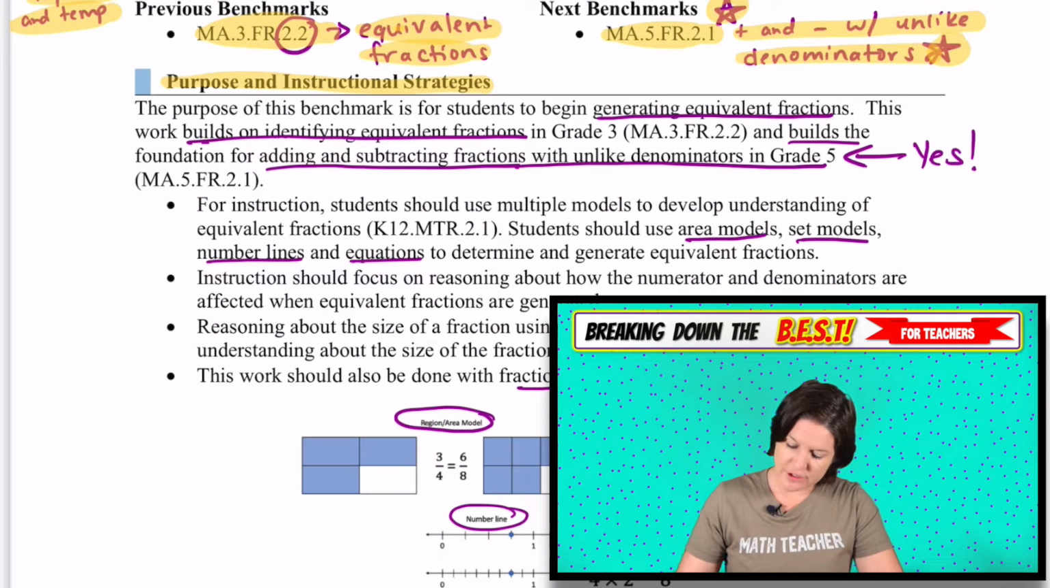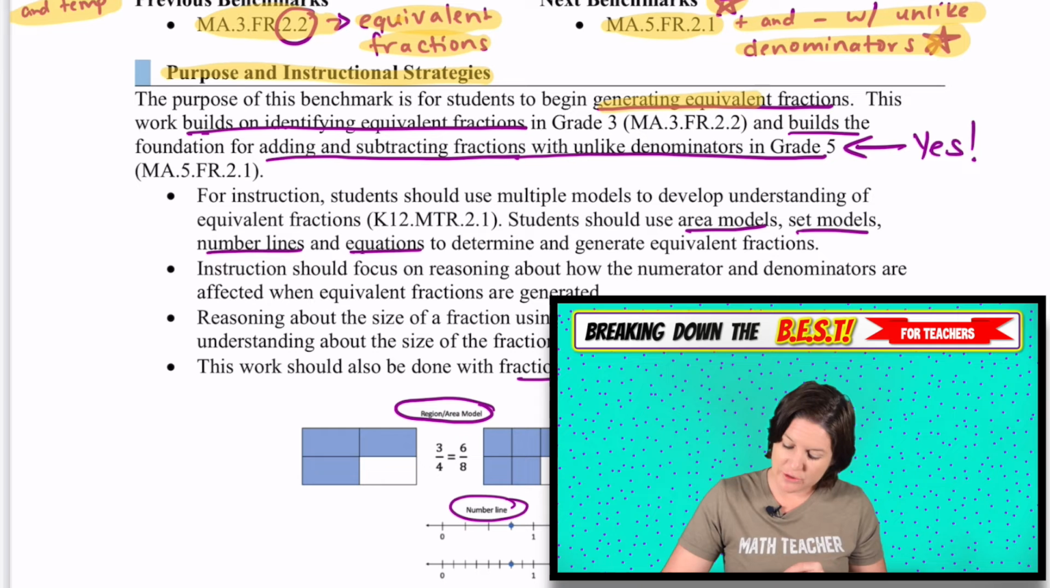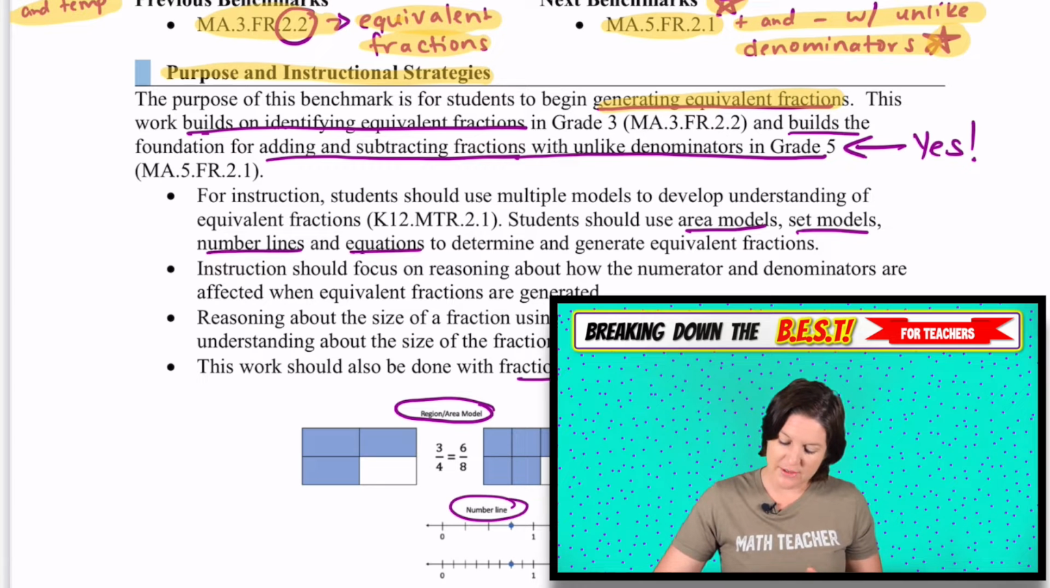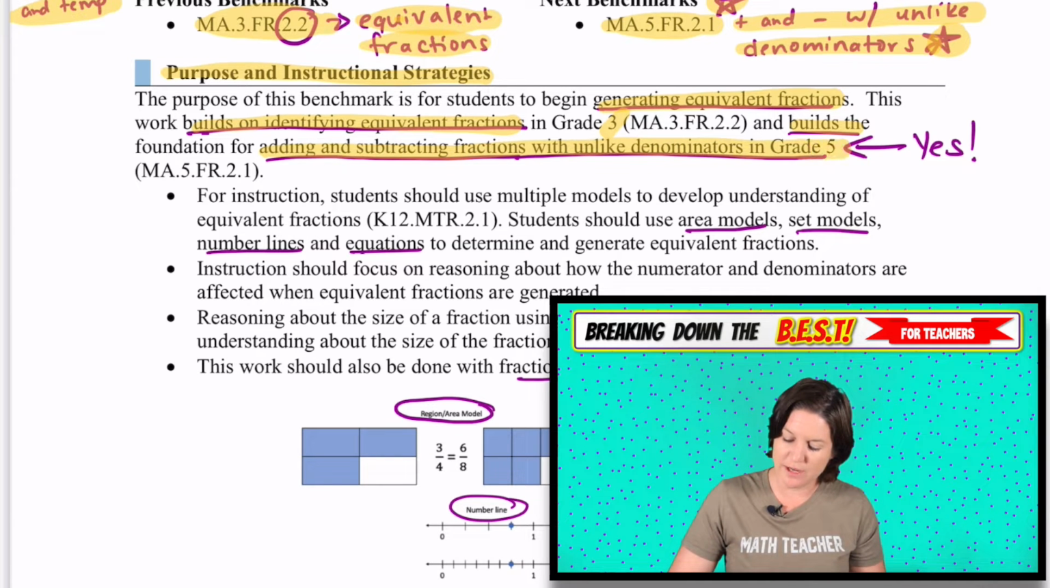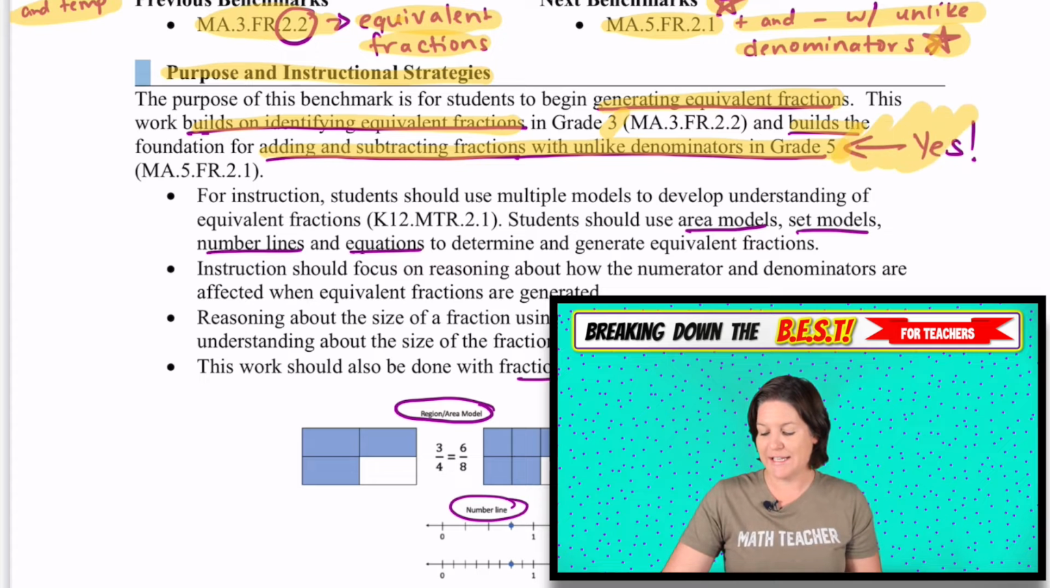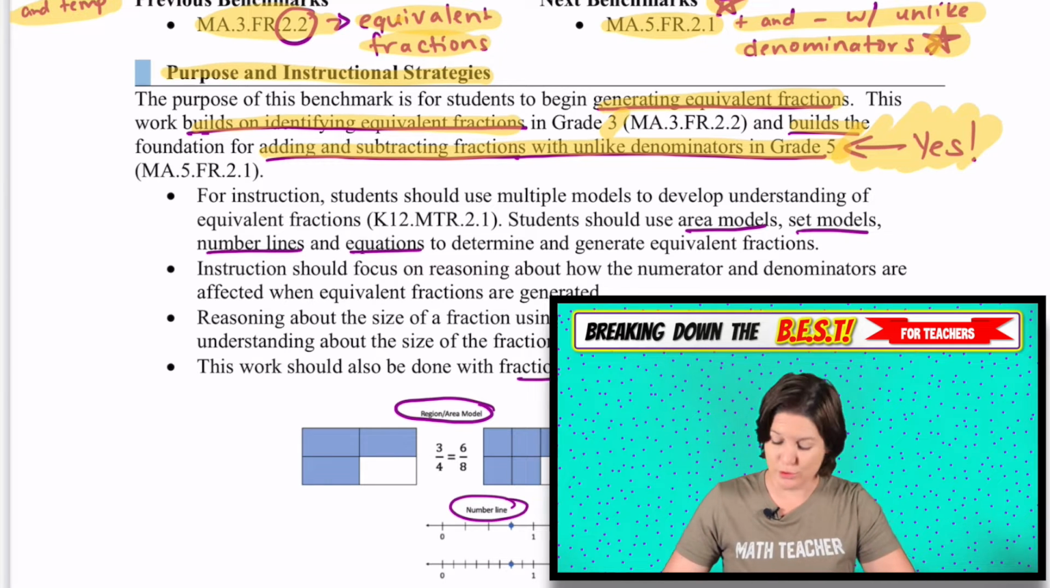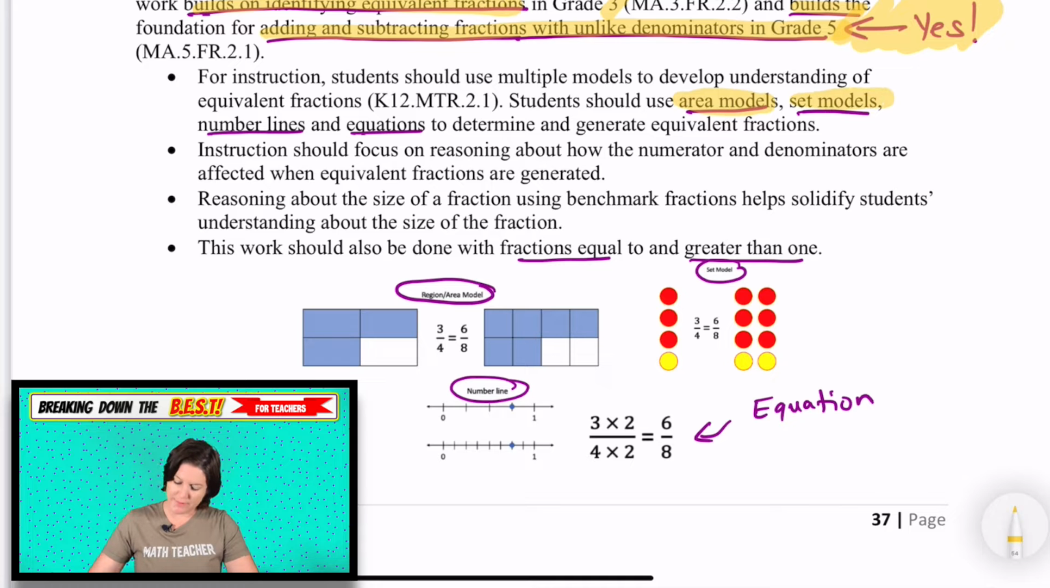Purpose and instructional strategies section, it says the purpose of this benchmark is for students to begin generating equivalent fractions. This builds on identifying equivalent fractions in grade 3, like we just talked about, and builds the foundation for adding and subtracting fractions with denominators in 5th grade. And again, yes, we just talked about that, so I won't harp on that anymore, but it's huge. We need to be using area models, set models, number lines, and equations to do this. And it should be done with fractions that are equal to and greater than 1.